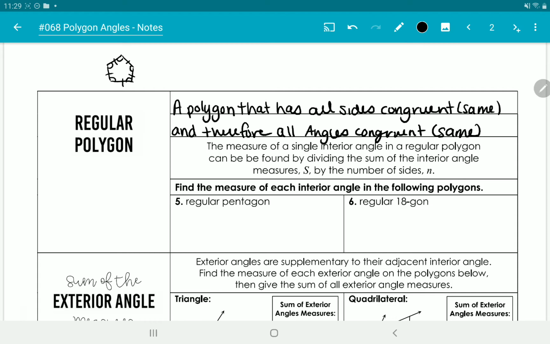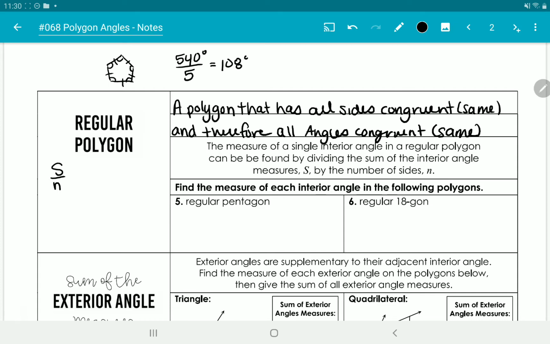If we need to find the measure of just one of the angles in a regular polygon, we take the sum of the interior angles and divide by the number of sides, because the number of sides is the same as the number of angles. So if there are 5 angles here, and we know there are 540 degrees in total, we divide by 5, which gives us 108. Each of these angles is 108 degrees.